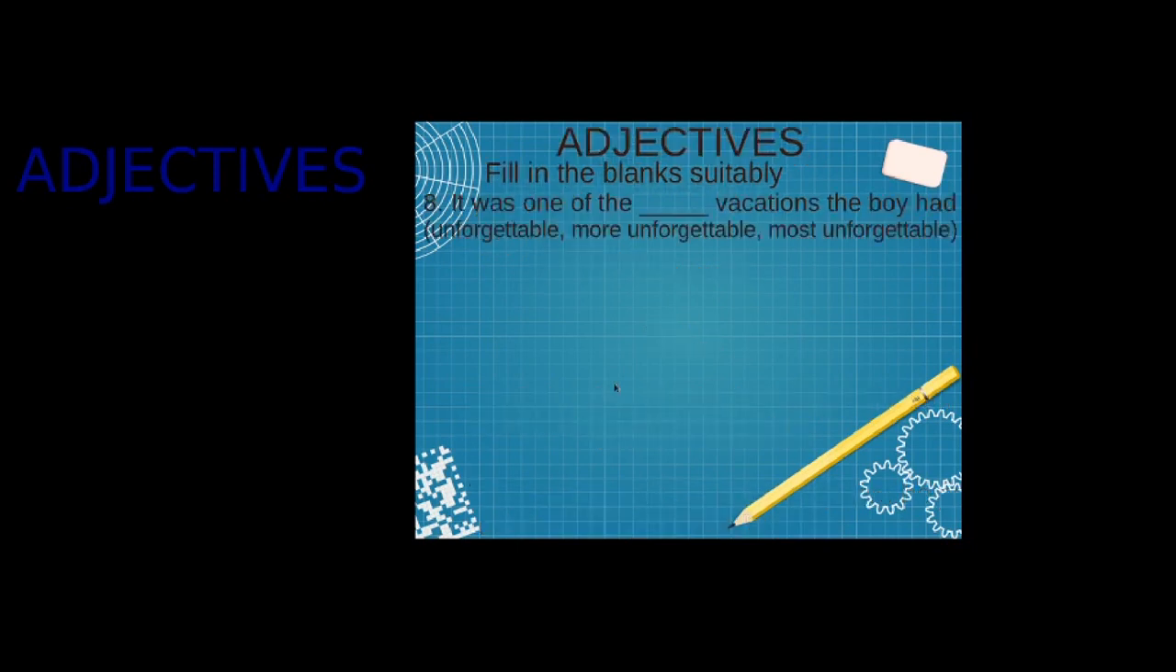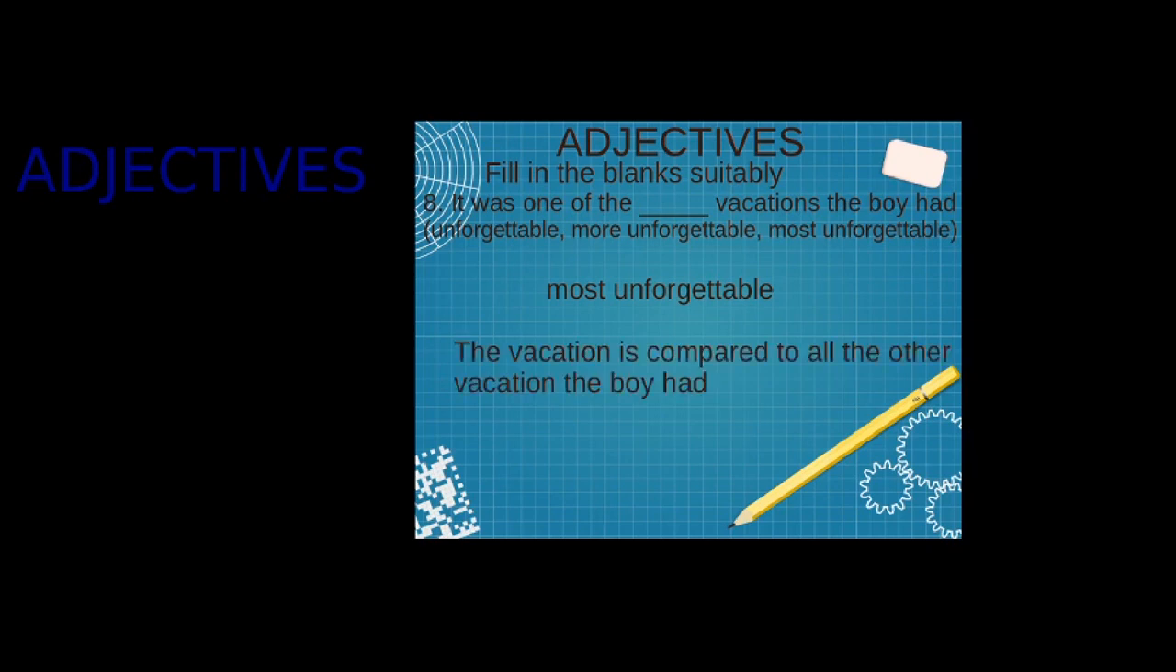Okay, the next one. It was one of the dash vacations the boy had. Yes, what's your answer? Most unforgettable. Why most unforgettable? Because here this vacation is compared to all the other vacations the boy had. And the use of the before the adjective helped us to use the superlative degree.